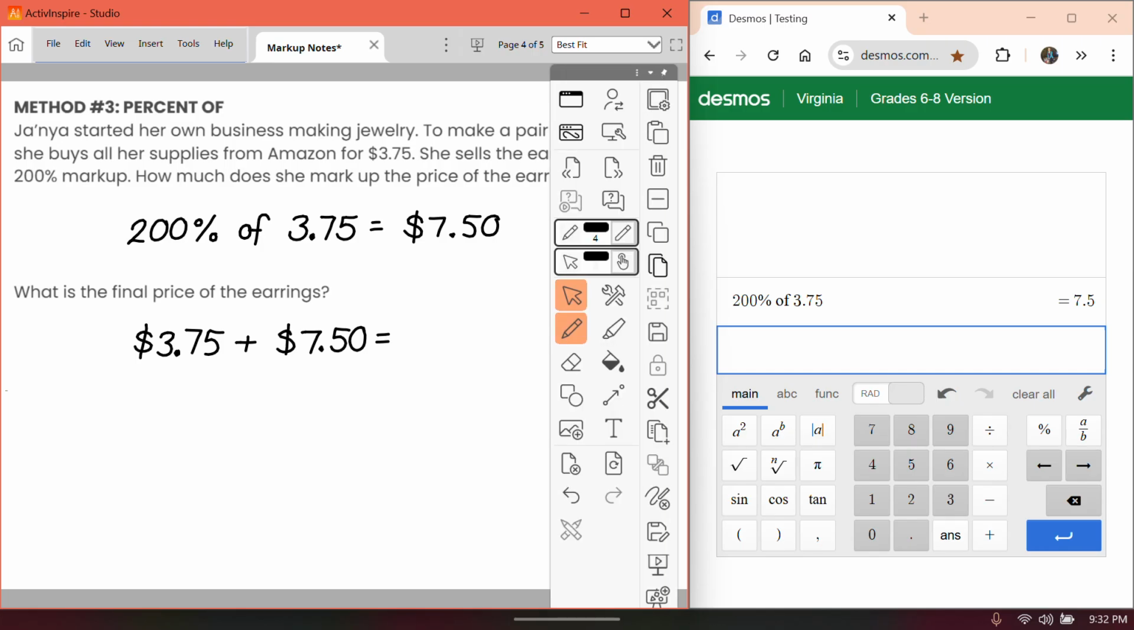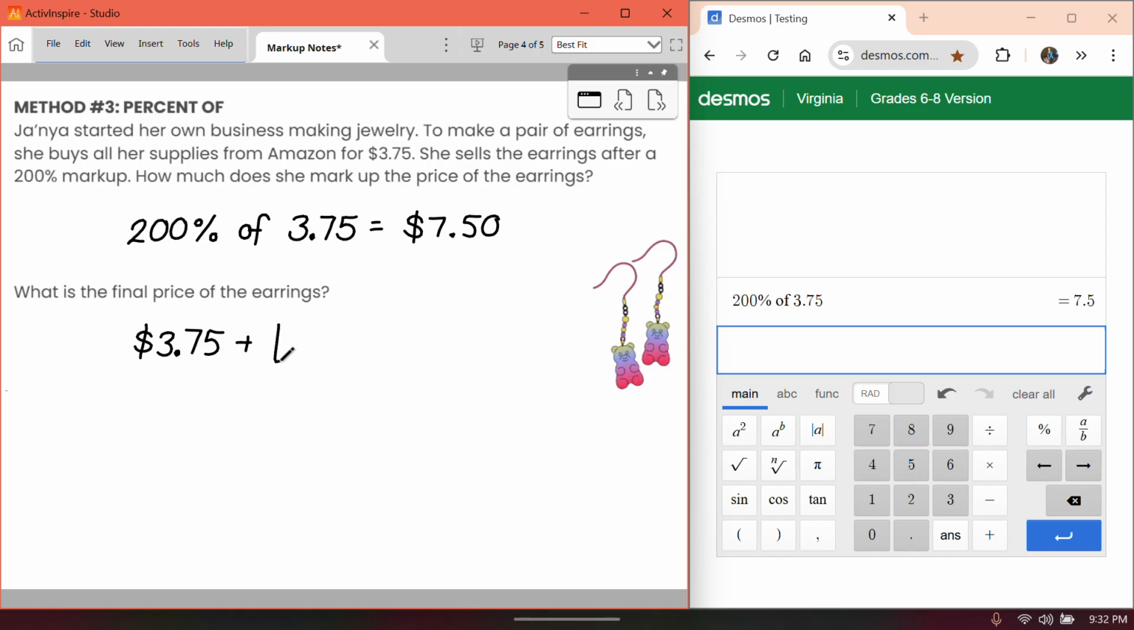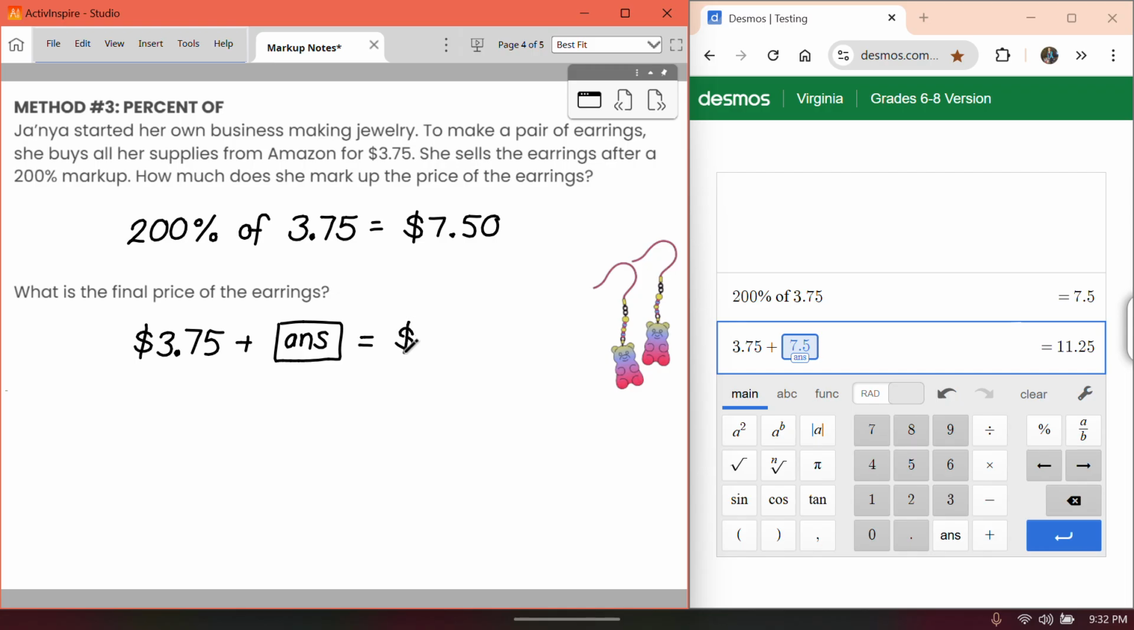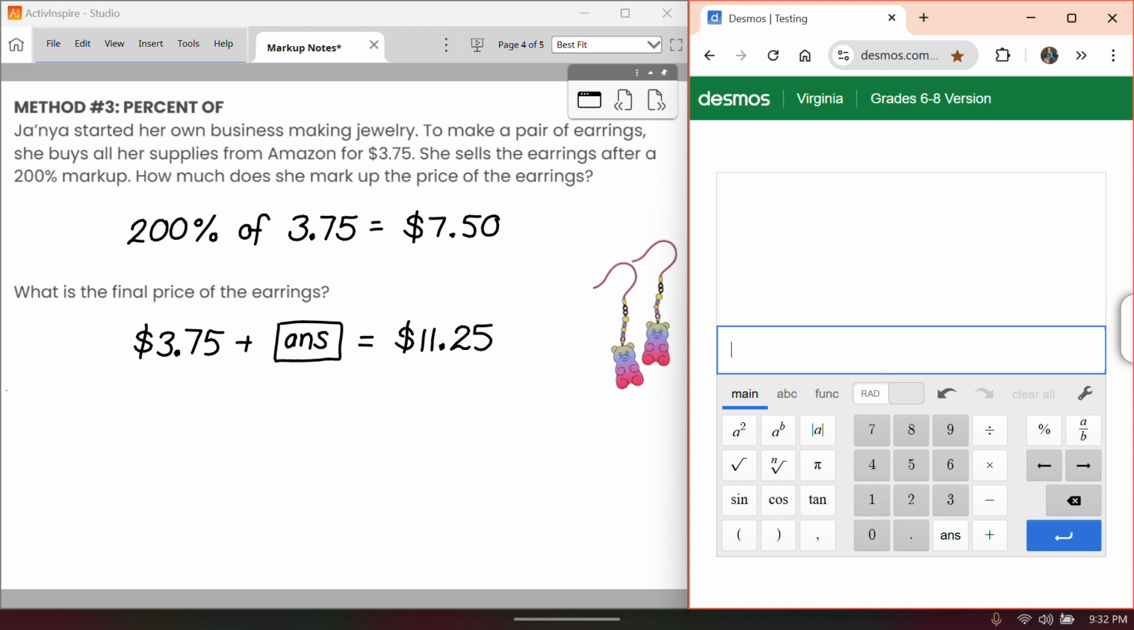But what I should have done, and I did in the tax video, was we're going to hit the answer button because we don't want to make any typing mistakes. Okay, so in Desmos, I'm going to take the cost of the materials and then I'm going to add that markup. And that means that a customer buying Janaya's earrings is going to pay $11.25. So how much does she mark it up? $7.50. What's the final price? $11.25. And that means we just have one method left.